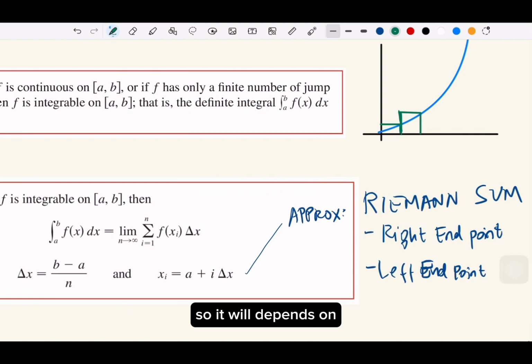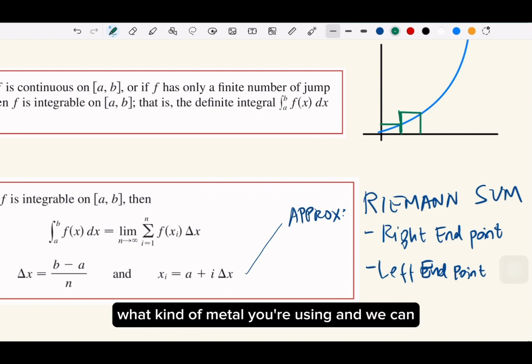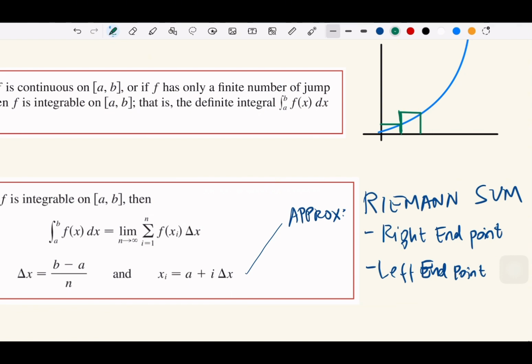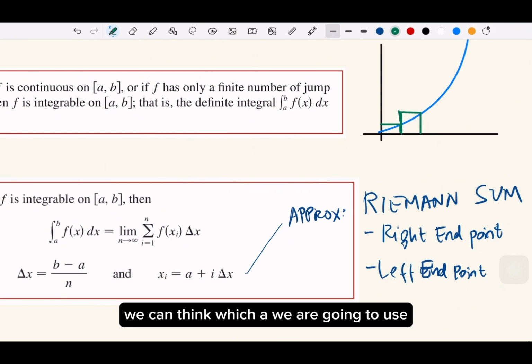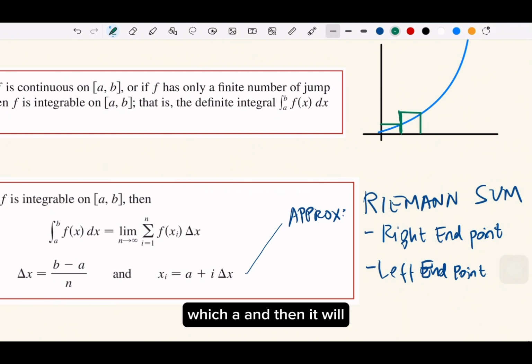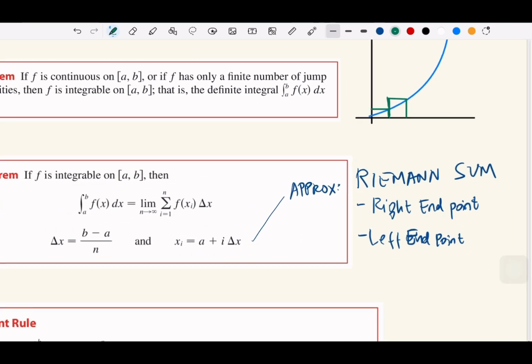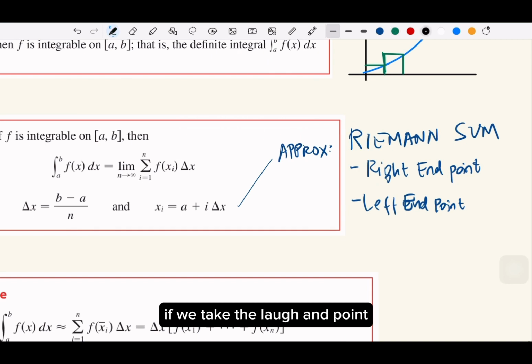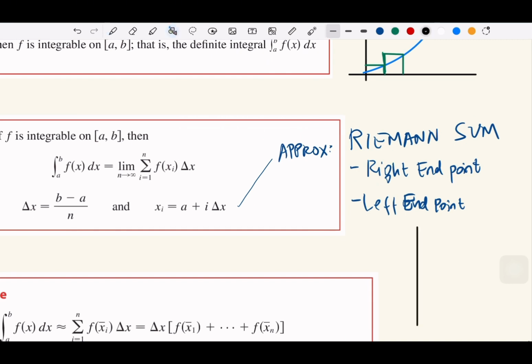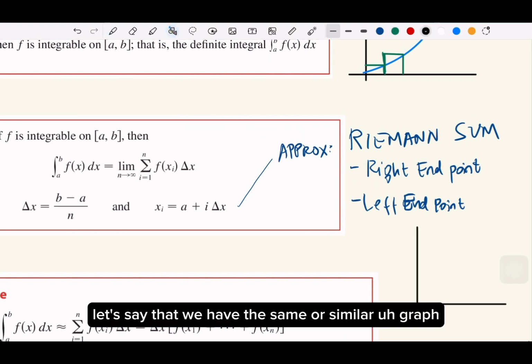So it will depend on what kind of method we are using, and we can think which a we are going to use, okay, which a, and then it will affect the whole formulation and the calculation. Okay, and if we take for example, the left endpoint, let's say we have the same or similar graph.